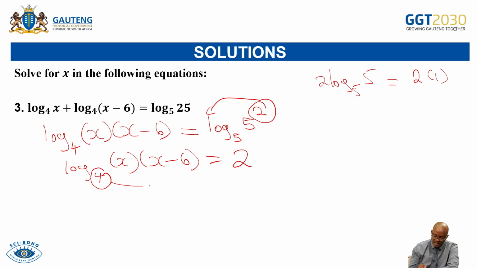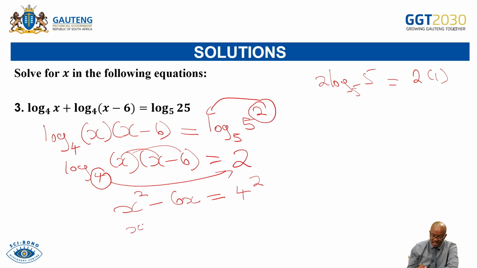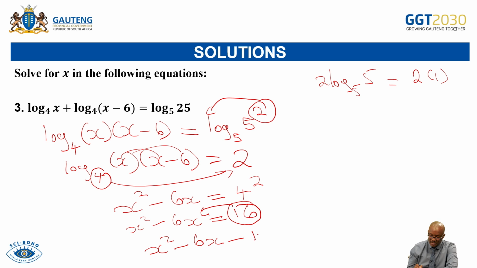Now here we remove the log, we multiply again, and we're going to have x squared minus 6x is equal to 4 to the 2, then x squared minus 6x is equal to 4 times 4, which is 16. So we're going to take this one here and transpose it. We're going to have x squared minus 6x minus 16 is equal to 0.